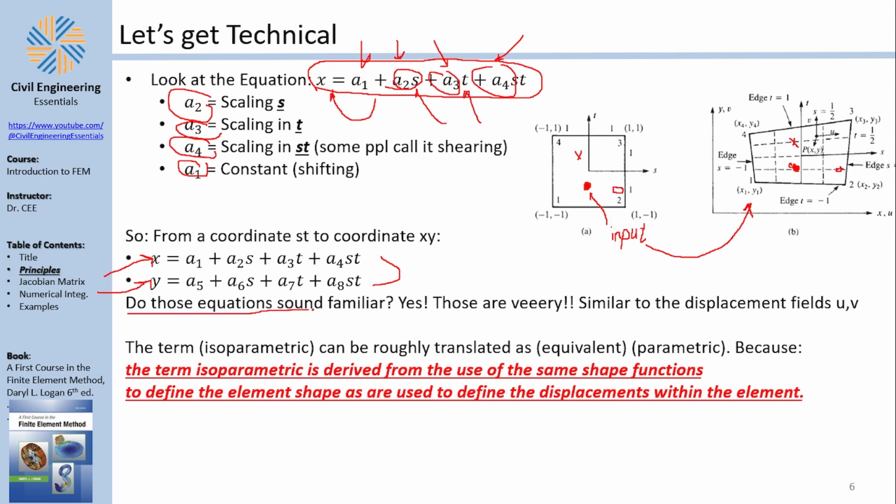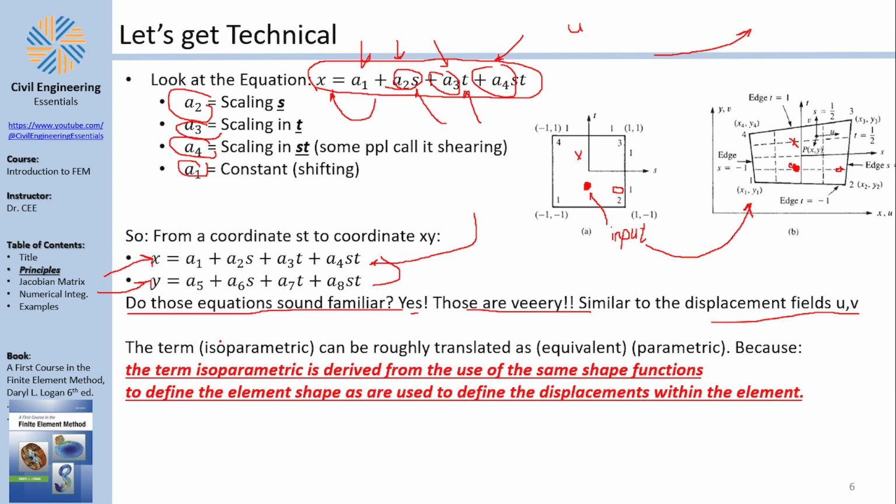Now, do those equations sound familiar? Yes, those are very familiar. Those are displacement fields for U and V. If you remember, those are basically what we use for U, which equals A1, A2x, A3y, A4xy from the Pascal triangle that I explained, I think, in the LST. I'm going to put a link on top right, but I'm not sure if it was in the LST or not, so double check that. And you can see something very strange. You see that we are using the same equation to talk about the shape and the displacement.